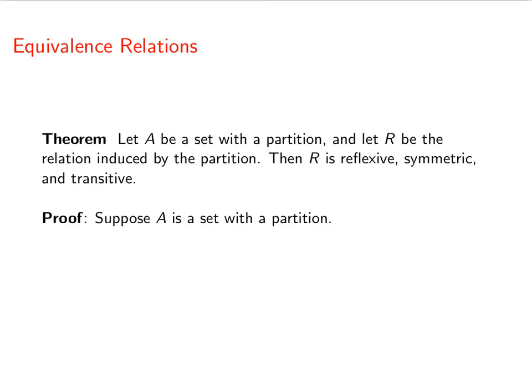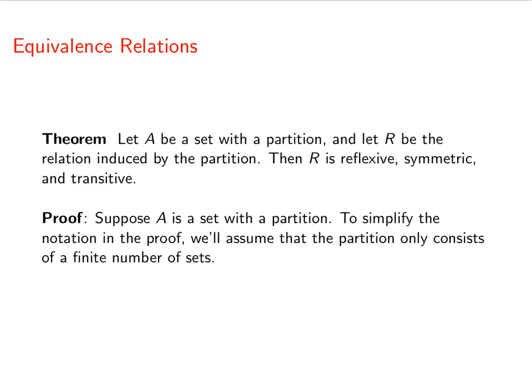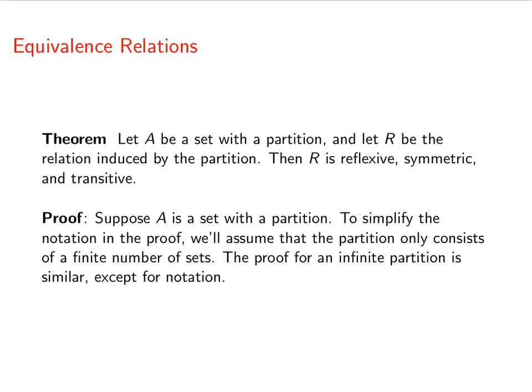All right, so the proof goes like this. Let's suppose that we have a set A with a partition. Now let's go ahead and simplify the notation in the proof. We'll assume that the partition only consists of a finite number of sets. And the proof for an infinite partition is basically the same, it's just the notation is different. We want to focus on the idea here.